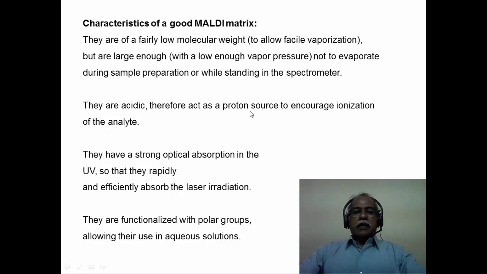They are generally acidic in nature, therefore, as a proton source, they encourage the ionization of the analyte. In other words, proton transfer takes place from the excited matrix to the analyte or the substrate that needs to be analyzed. As a result of that, the charged ions are produced in the MALDI spectrometry. They have a strong optical absorption in the UV so that they rapidly and efficiently absorb the laser light and get desorbed into the gas phase.